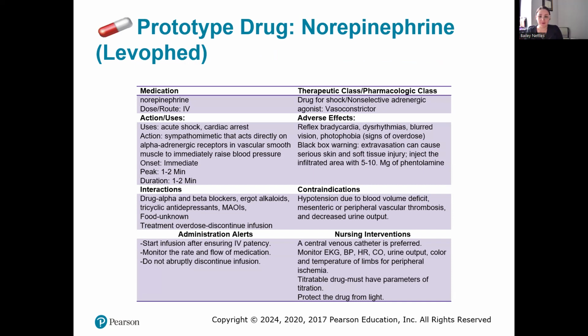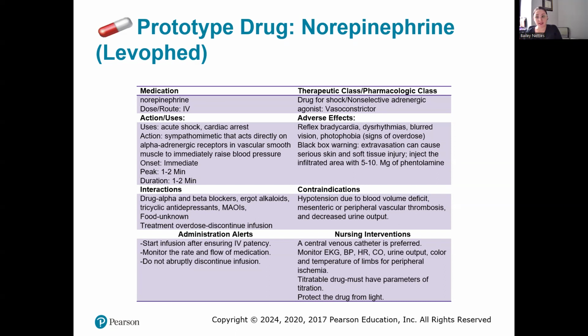It's a sympathomimetic that acts directly on the alpha adrenergic receptors in vascular smooth muscles to immediately raise the blood pressure. It has immediate onset. You can give this IV push. I don't recommend it, but you can. They do that for emergent situations, but an infusion is usually what we do. You can have reflex bradycardia, which means it's not supposed to cause bradycardia, but it can paradoxically cause it. It can cause a dysrhythmia, blurred vision, photophobia, which is a sign of overdose.